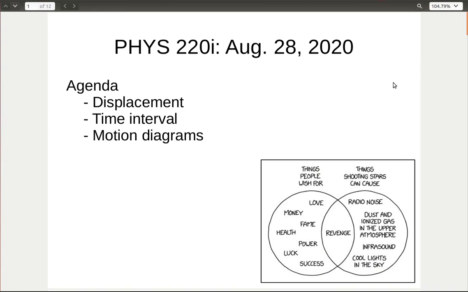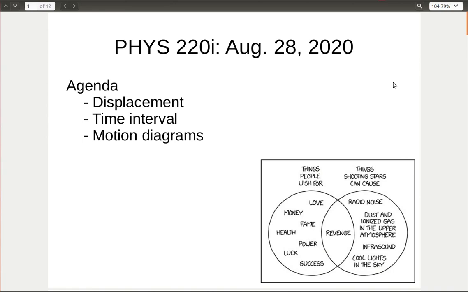As always, there'll be interactive work that you should do as you watch this video, and that will be due on our next class period, which I think of as Tuesday. So there'll be interactive work as part of this video related to the topics here: displacement, time interval, and motion diagrams. And you should watch the video and upload your interactive work before Tuesday night. And then there'll also be, in addition, a homework assignment that is due at the same time.